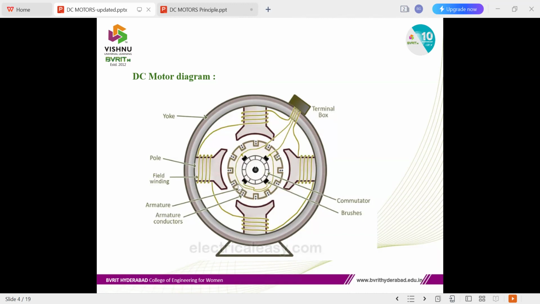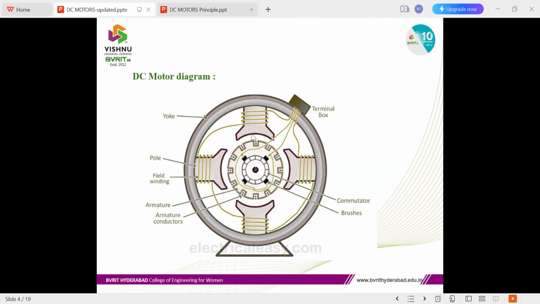Then we have the armature winding. This is known as the armature winding, and it is wound on the slots. It is an interconnection of the armature conductors, which are placed in the slots provided by the armature core. The function of the armature winding is that the generation of EMF takes place in it, and it is made up of conducting materials like copper.